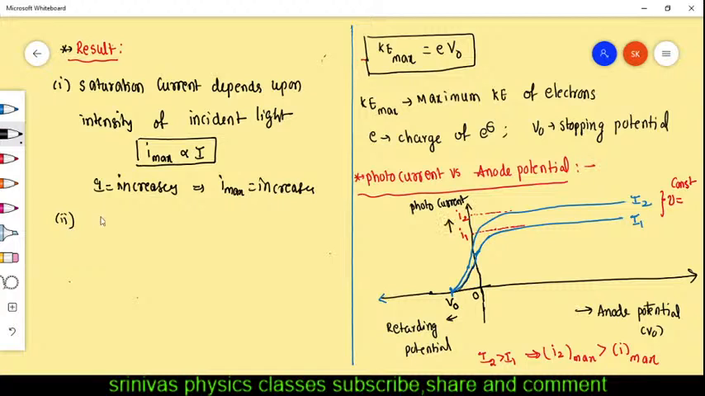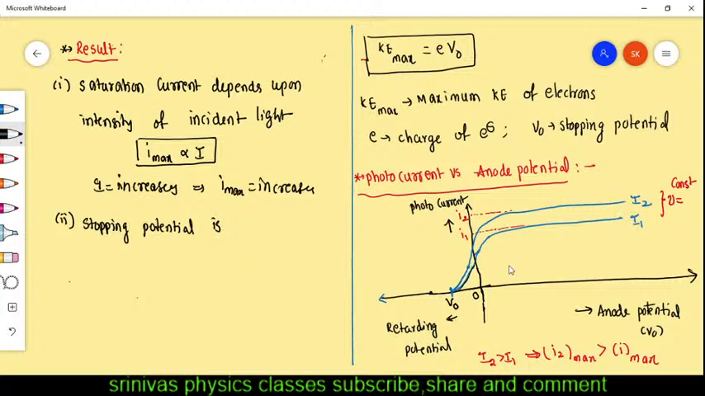Second point we write is like this: stopping potential. What happens to the stopping potential? V naught is the stopping potential. For intensity I1, the stopping potential is V naught, as you see in the figure. For I2 also, the stopping potential is V naught. For the two intensities, two graphs will come and meet at one point only. That means the stopping potential does not depend upon the intensity.